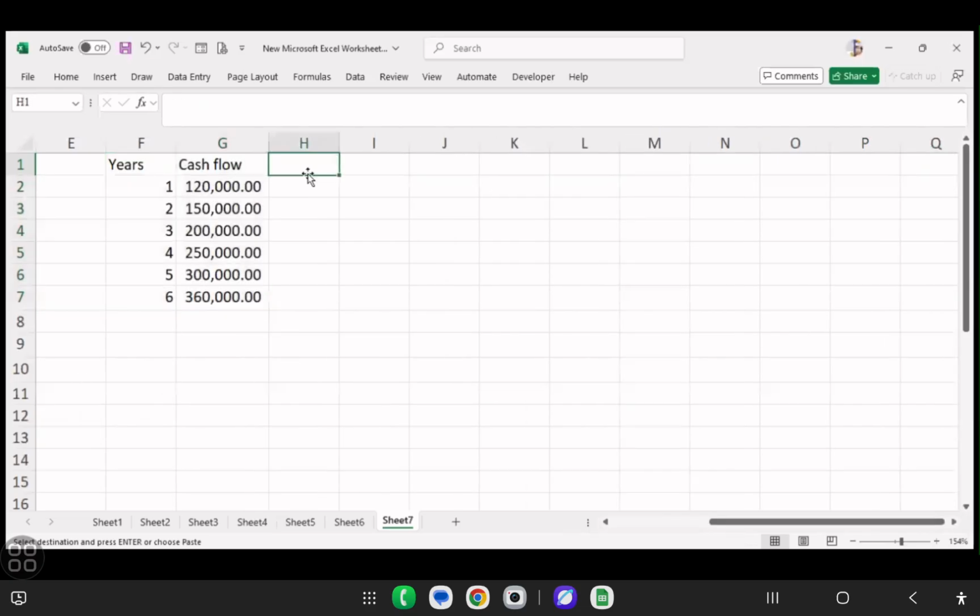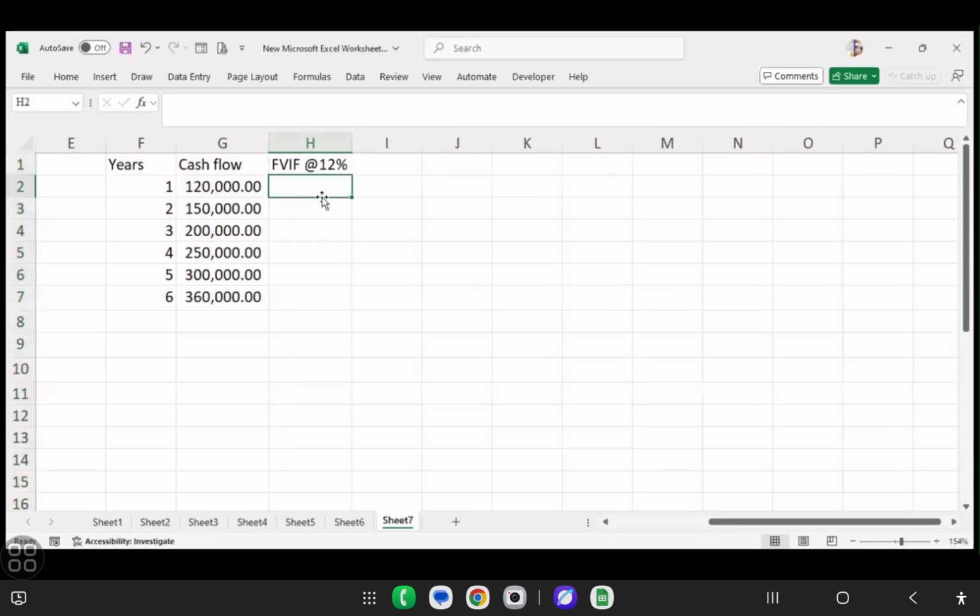And here I'll have the future value interest factor at 12%. I am assuming that once we get the cash flows, we reinvest them at 12%. And this one is 1.12. Now, I want to explain something.